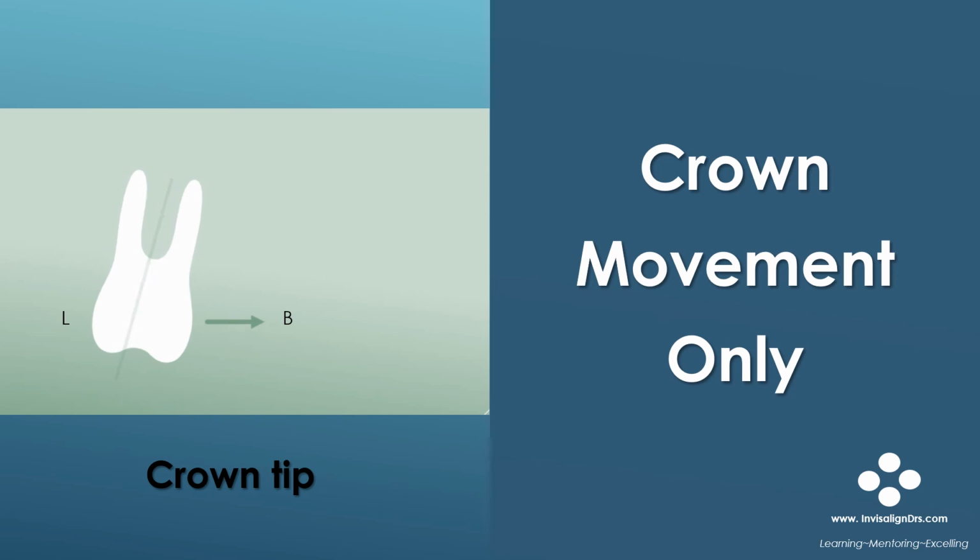Now, the movement of crown tip moves the crowns of the teeth, but the root apices are not moved. This expansion is desirable in cases where posterior teeth display lingual inclination to begin with.